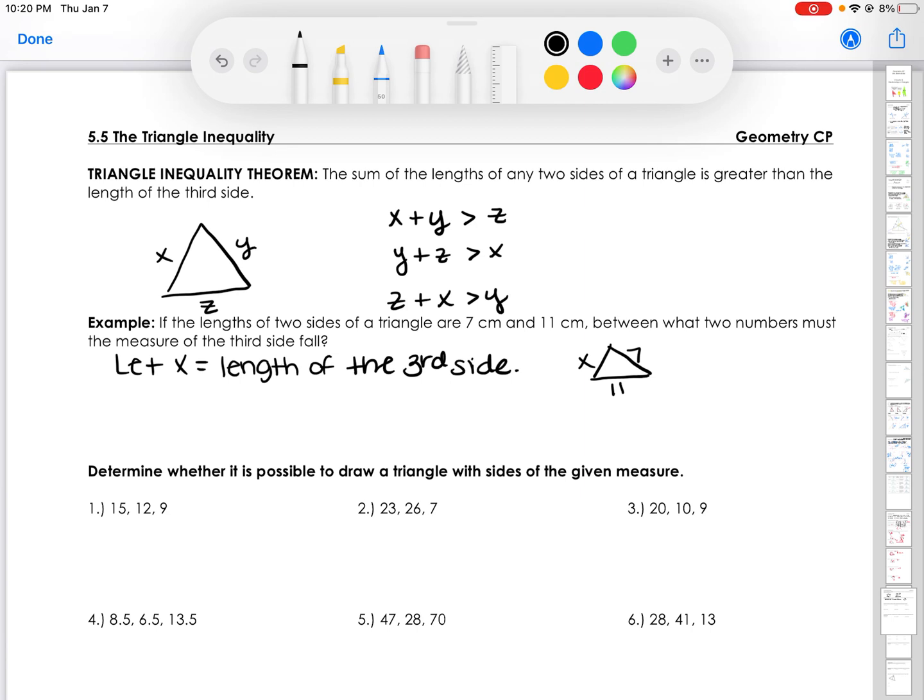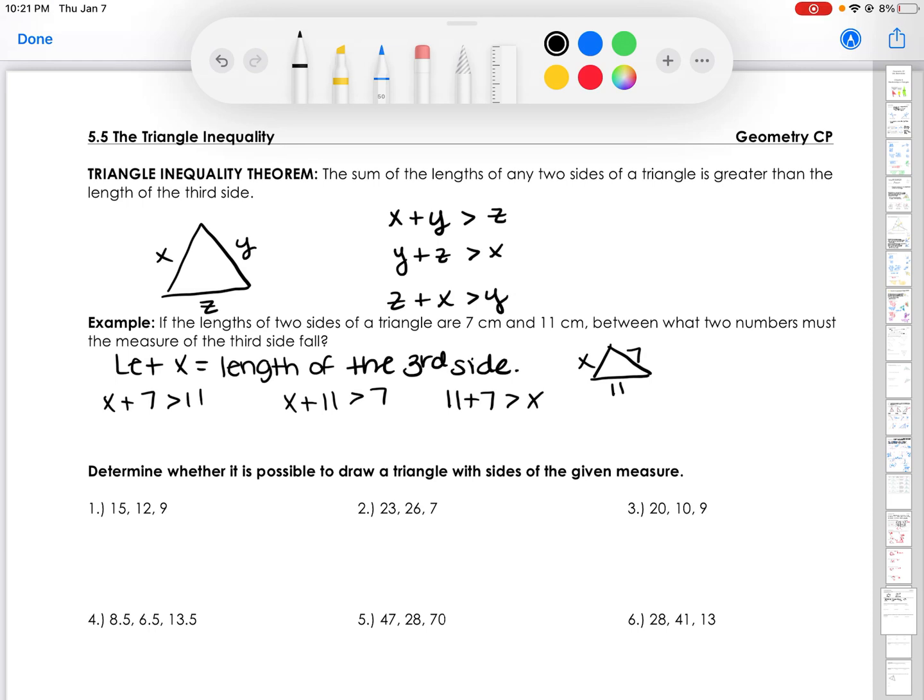So in our example, we're asked if the lengths of two sides of a triangle are 7 and 11, between what two numbers must that third side fall? And what we need to do is make sure that these three inequalities are going to be true. So I'm going to let that unknown side be x, and I want to set up these three inequalities. So I want to show where we have x plus 7 is greater than 11. I want to show where x plus 11 is greater than 7, and I want to show where 11 plus 7 is greater than x. So I want all three of those combinations.